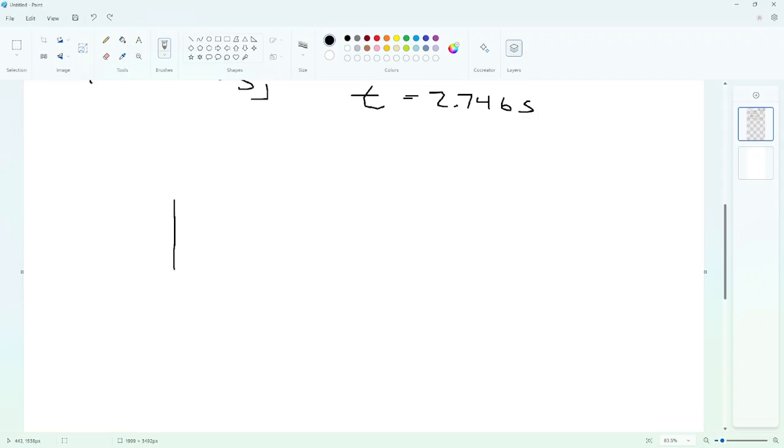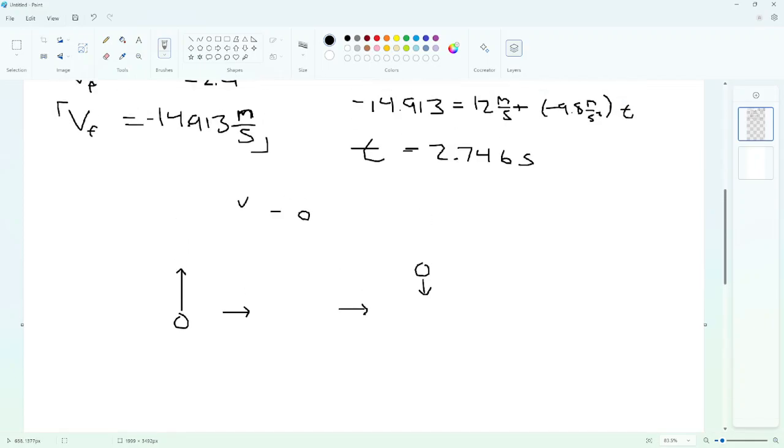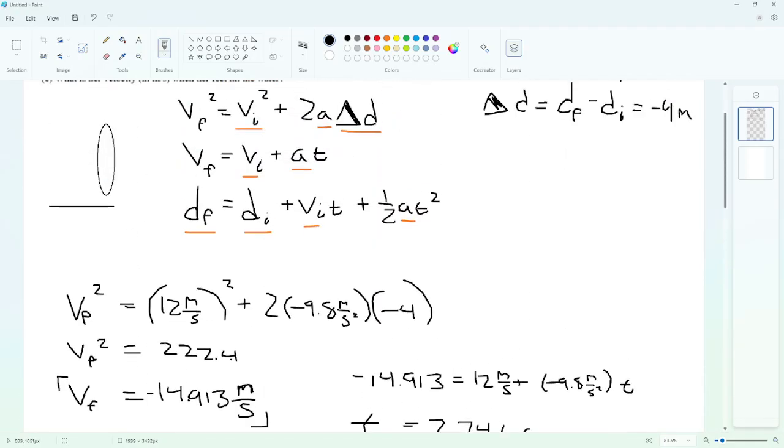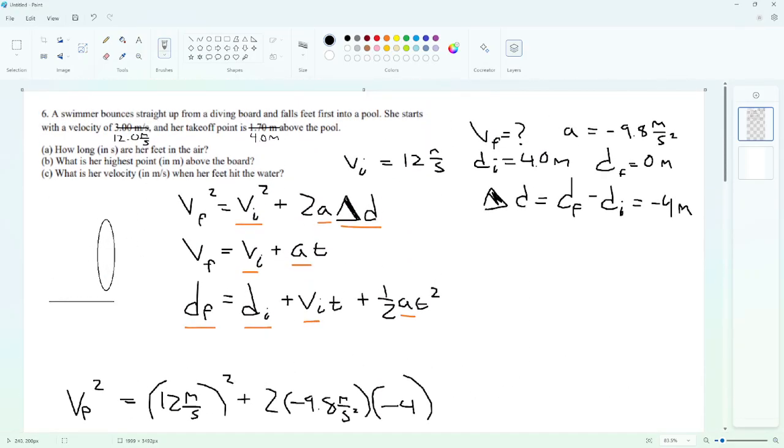If, for example, we throw a ball, it has an initial velocity upwards because we are throwing it upwards. It will eventually reach a maximum height, from which it will fall down. At its maximum height, its velocity is going to be 0 meters per second. So we'll use this logic to deduce the highest point above the board that this lady reached.